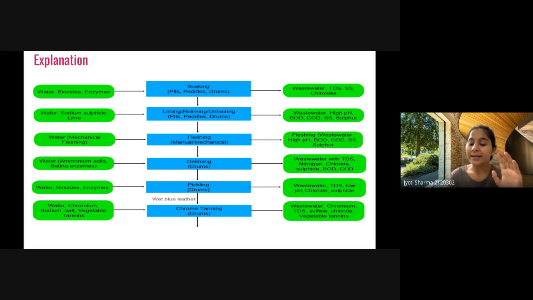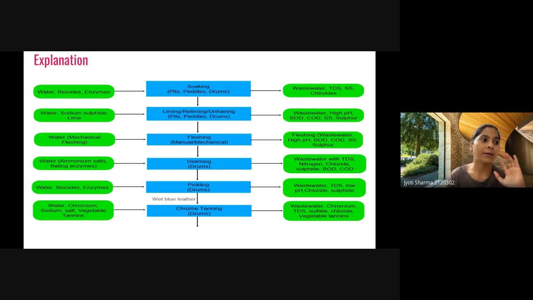So just see that at each step, we are getting wastewater. Just imagine how much wastewater will be generated. And in that wastewater, the pH, the nutrients, and the BOD and COD amounts will vary. And to treat that is very challenging for us.